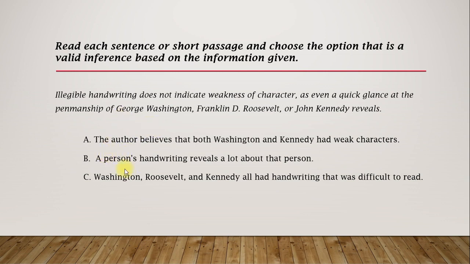Let's read the options one by one and decide on the valid inference. A. The author believes that both Washington and Kennedy had weak characters. The author doesn't believe that, and he disproves the idea, giving three important figures as examples. So this can't be the correct answer.